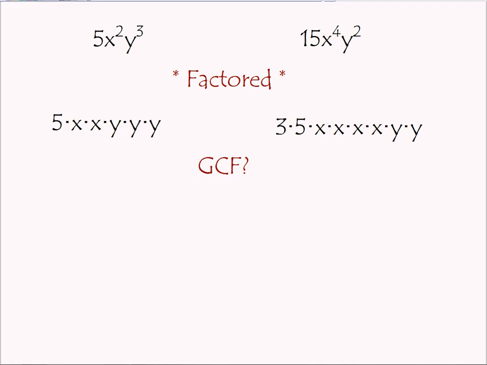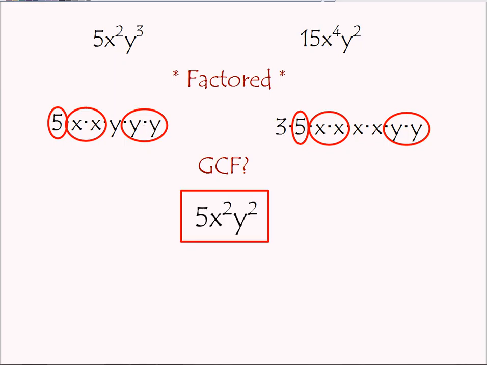Now I can find their greatest common factor. Again, I'm going to look at what both of these have in common. Both of them have a 5. Both of them have at least 2 x's in common and 2 y's in common. If I multiply those together, a 5, 2 x's, and 2 y's, I get 5x squared y squared. I don't want to multiply 5 times 5 and have 4 x's and 4 y's because none of these have 4 x's and 4 y's, right? I just want to take what they have in common and multiply them together.